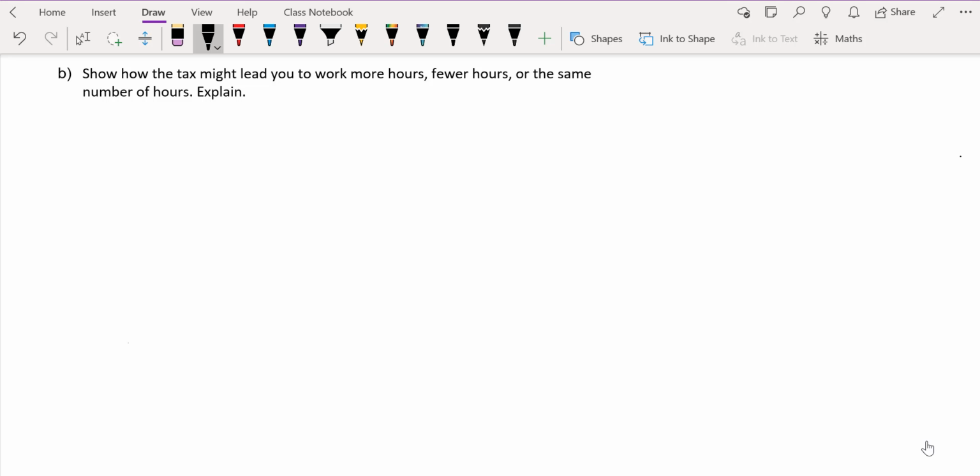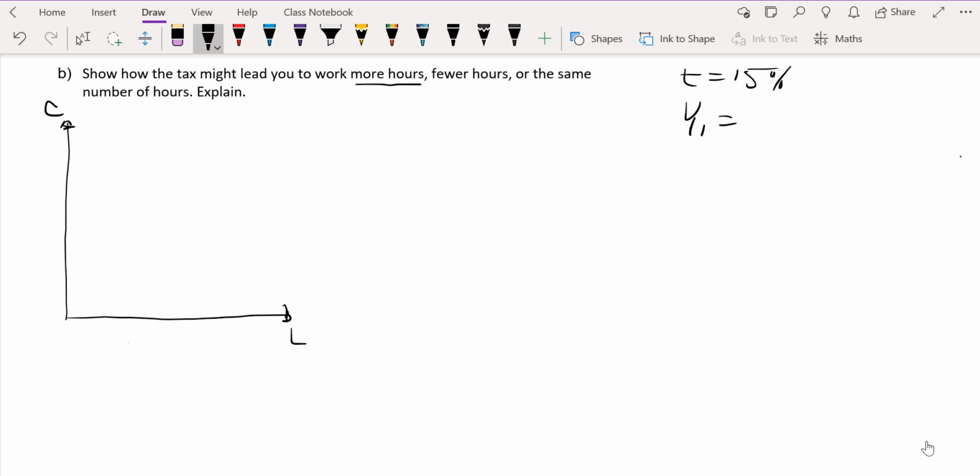Question 4b. We will continue with our labor-leisure trade-off. This is our labor, this is our consumption axis, and let's read our question now. Show how the tax might lead you to work more hours. Our tax rate was 15%, and our original income was £100, let's say, and our after-tax income is £85. So as you can see, the disposable income is lower now.